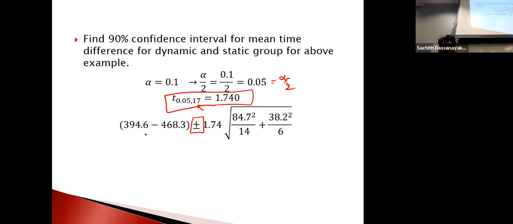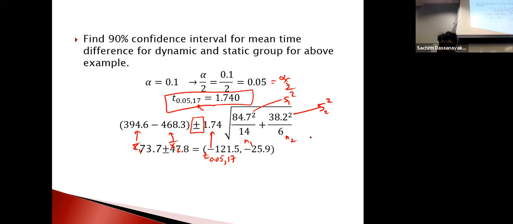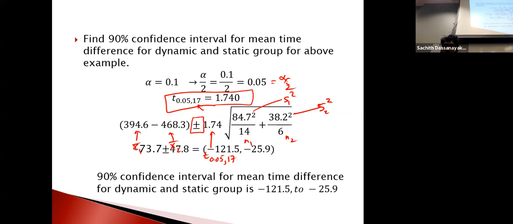Okay. Plug in the values. This one is x1 bar, this is x2 bar, this value is based on your T 0.05 comma 17, S1 squared, S2 squared, N1, this is N2. So the final value is this one. This is your interval. The 90% confidence interval for these two is from this to this. Okay, clear?